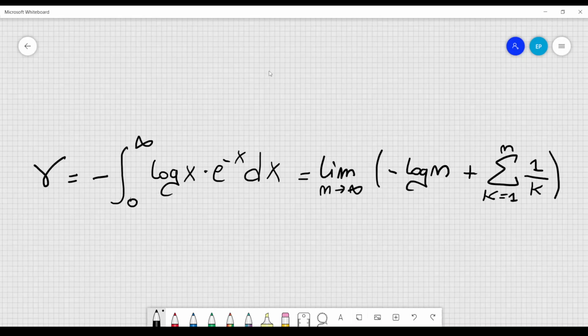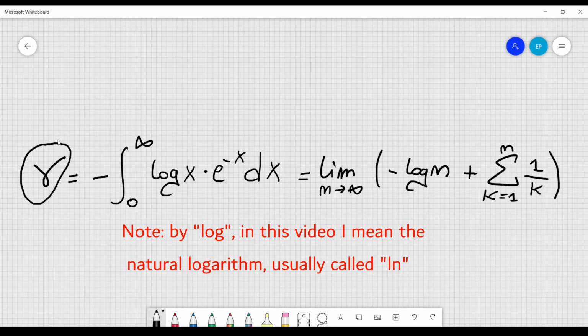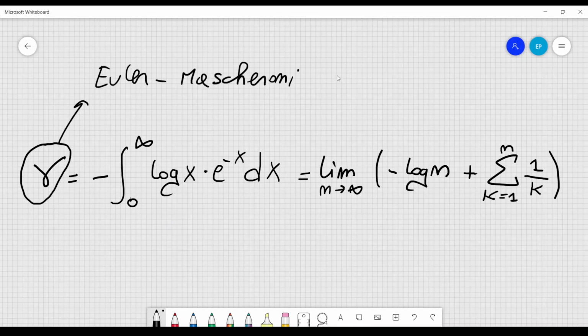In this video I want to talk about the Euler Mascheroni constant, which is this gamma here. This is called the Euler Mascheroni constant, and its value is approximately 0.577. Then there are of course other digits. It's an interesting number and people still don't know whether this is an irrational number or not.